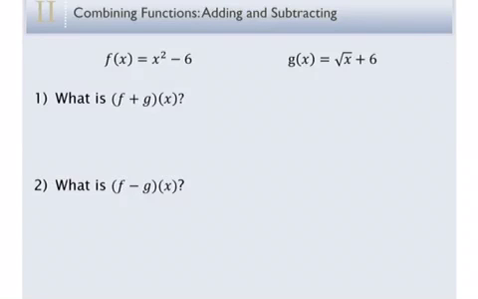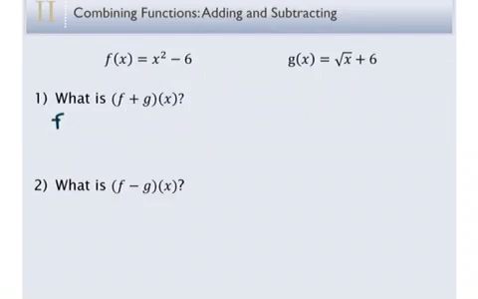So here we have two different functions, f of x and g of x. So the first question is, what is parentheses f plus g of x? Now this is the entire function. What is this equal to, and what is this telling you to do? So let's go ahead and work with this a little bit. What this is telling me to do, f plus g of x, is telling me to add f of x and g of x.